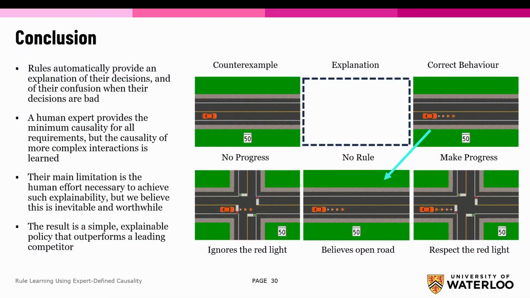so I will go to my conclusion here. The rules automatically provide an explanation of the decision, of their confusion when the decisions are bad. Human experts provide minimum causality for each of the requirements, but the causality of more complex interactions is learned by the algorithm that I've presented. The main limitation is, of course, there is a human effort involved for feature generation and also for the labeling procedure, but we believe that this is inevitable and worthwhile. And at the end, the result is a simple, explainable policy that outperforms a leading competitor, and that policy is in my thesis.